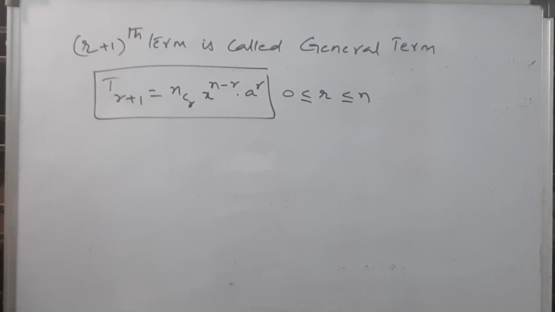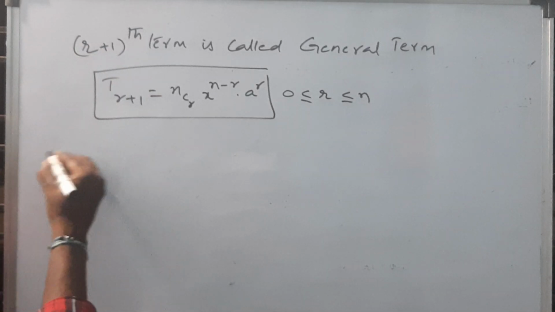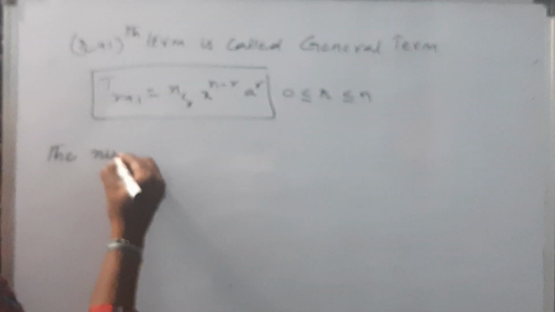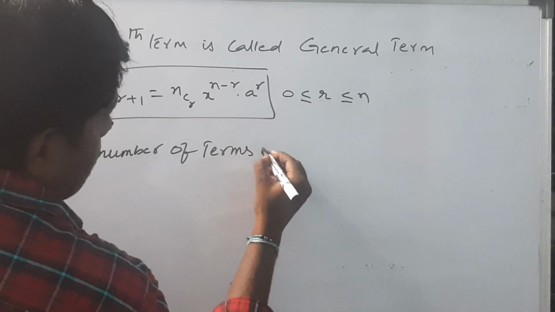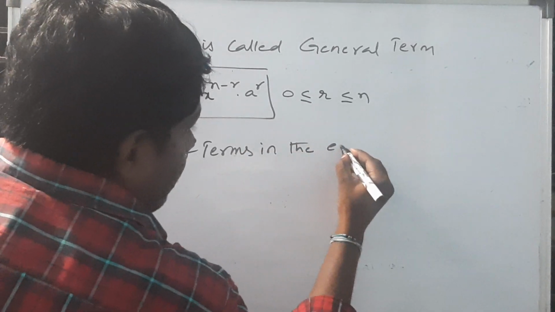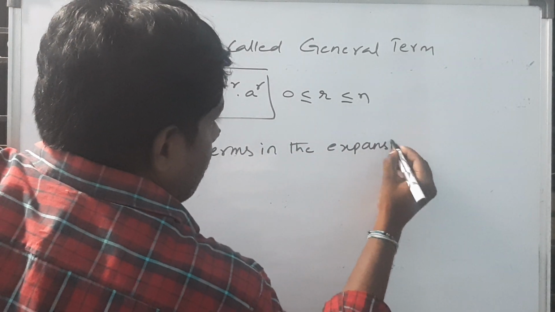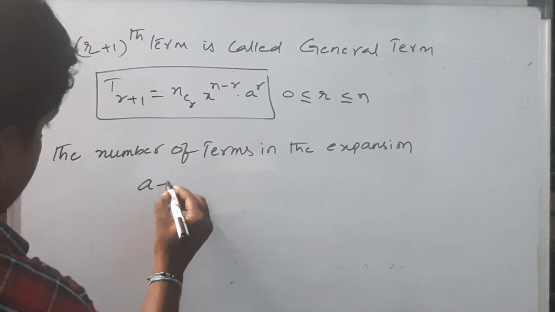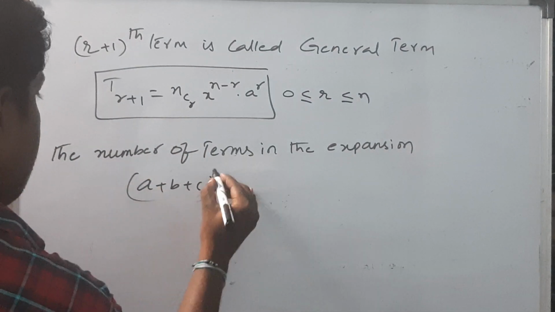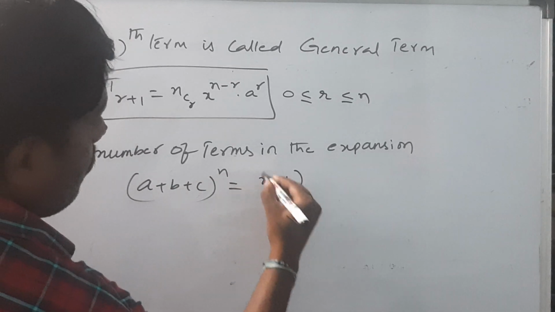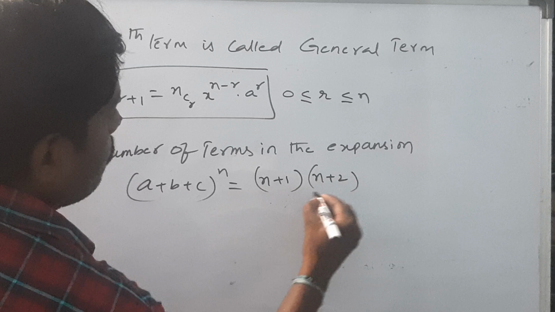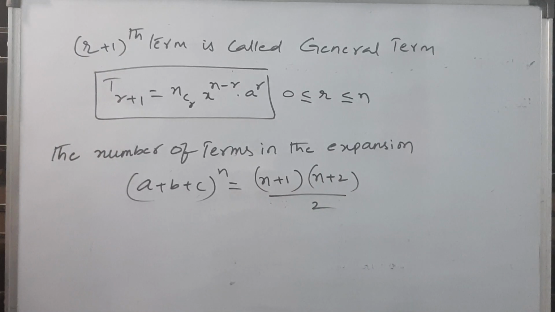Next, the number of terms in the expansion (a + b + c) whole power n is equal to (n + 1)(n + 2) by 2. (n + 1)(n + 2) by 2 terms are there in the expansion of (a + b + c) whole power n.